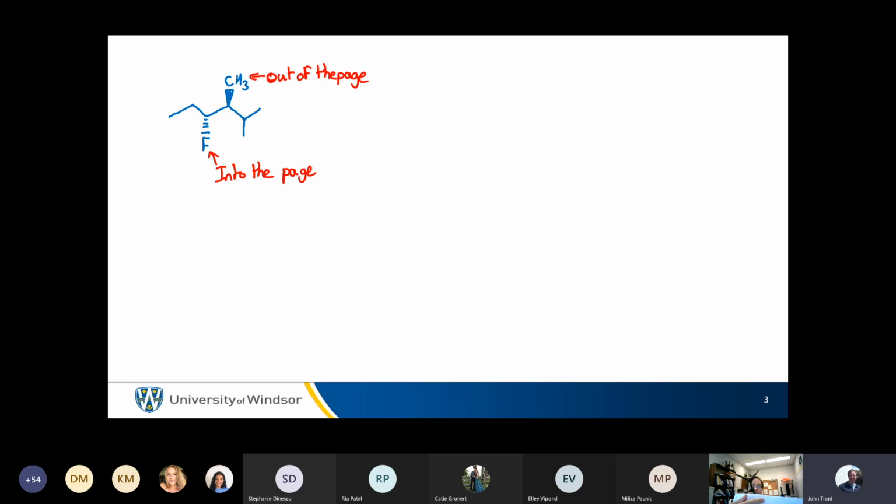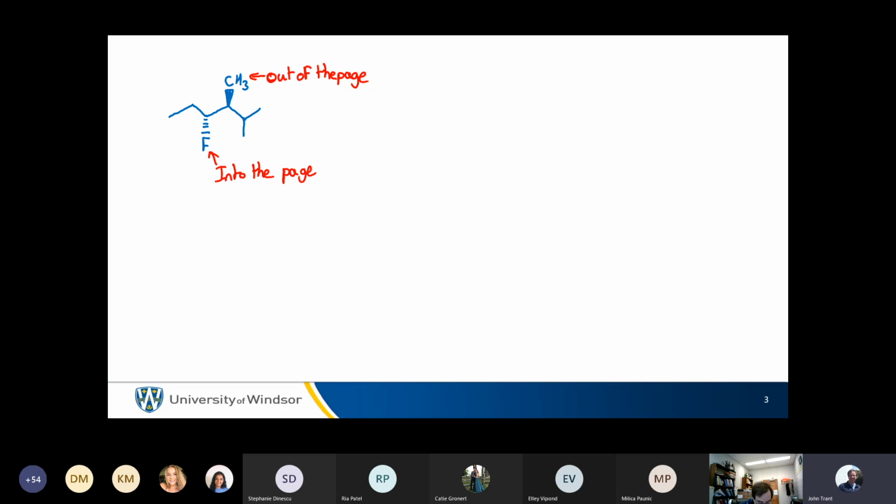I'm really not good at holding paper. The methyl group's coming out of the plane towards you. The fluorine group is going back into the plane of the paper, and I'm holding it so you can't see it, so maybe I'll hold it here. You can't see the fluorine group because the plane of the paper is in the way. It's going back and away from you. That's what those wedges and dashes mean.